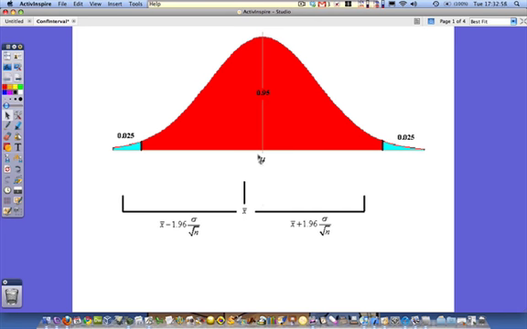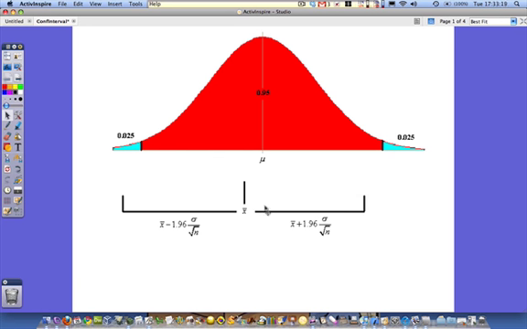Okay, understand you don't know what mu is. Mu is the truth, and the truth is something we usually don't know. Just because we don't know it doesn't mean it doesn't exist. The mu is definitely there, and this x bar falls within 2 standard deviations of the truth 95% of the time.